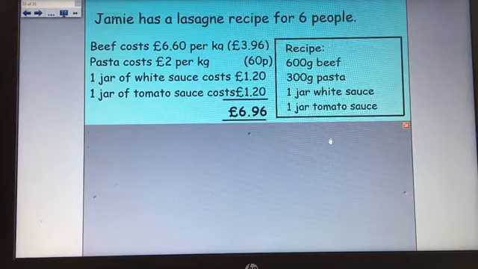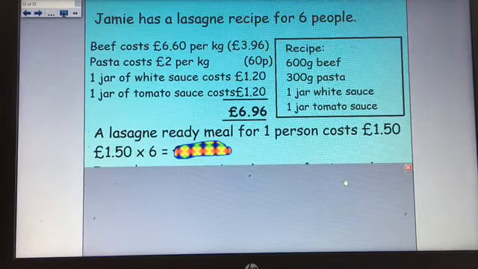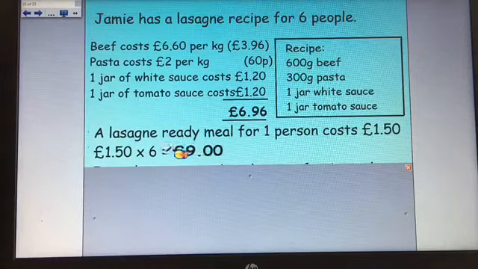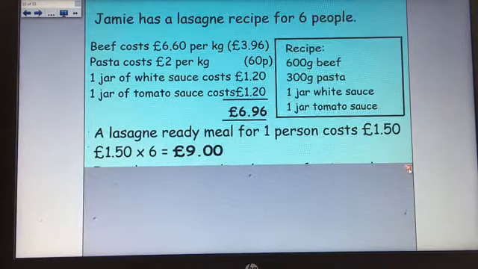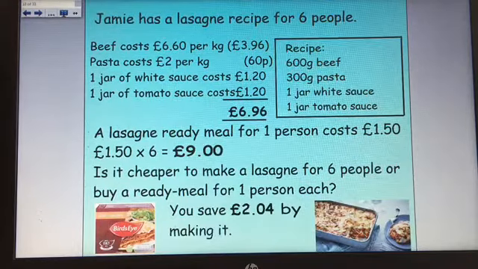Okay, so we also know that a ready meal for one person costs £1.50. So to work out how much it would be for 6 people, you just do £1.50 times 6, which should give you an answer of £9. So hopefully it works out then that it's cheaper to make the lasagna yourself. Not only cheaper, it tastes much better, of course. Especially my mum's, she does the best lasagna in the business, still makes it for me on my birthday. But anyway, if you do the homemade lasagna, it costs £6.96, which is £2 cheaper than the £9 that you'd spend on the ready meal.